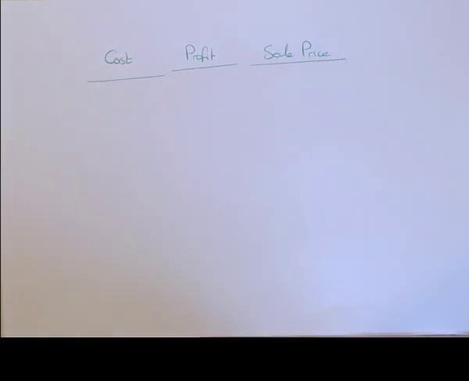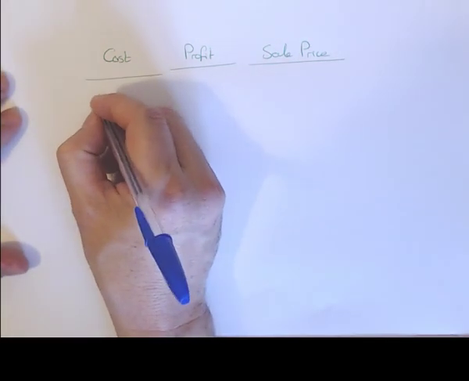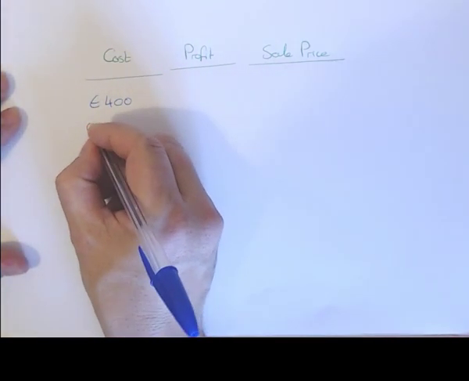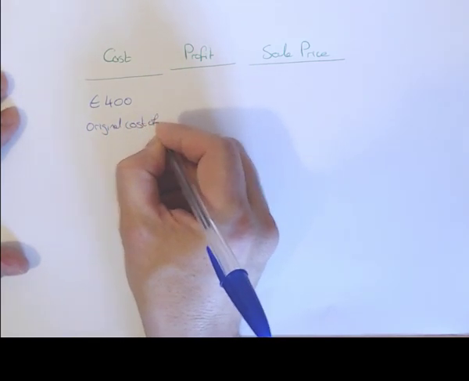So hello and welcome to Steps to Maths, and today in arithmetic we're going to be looking at cost, profit and sale price. And we're going to be looking at it with some of the ideas that we found from using VAT. So imagine a bike costs €400 and this is the original cost of the bike.